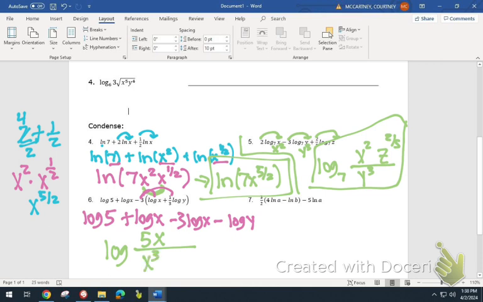X to the 3rd. Why? Is that fully simplified? No. What can you do with this? This is another exponent rule you need to know.